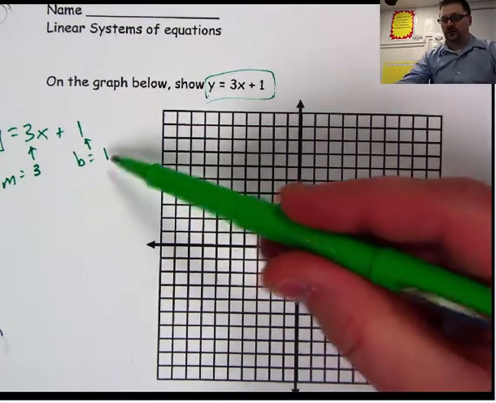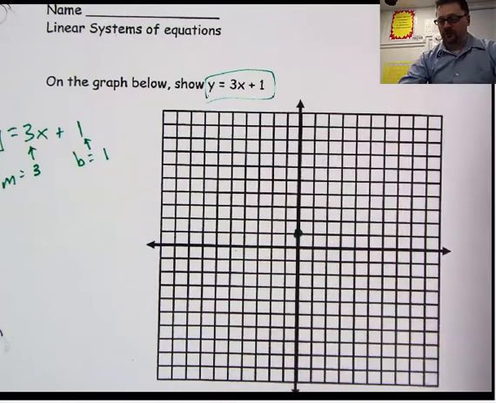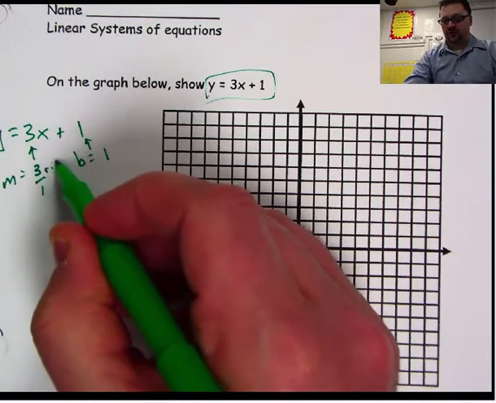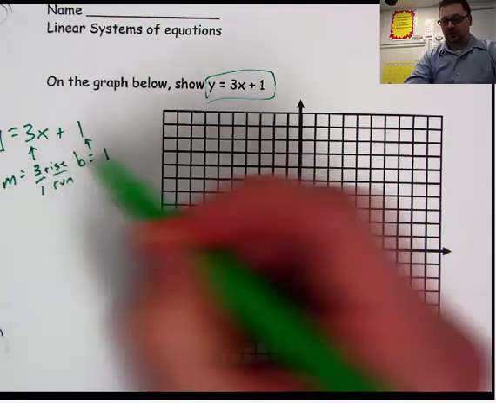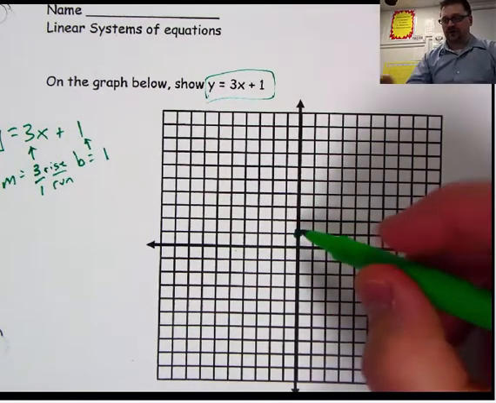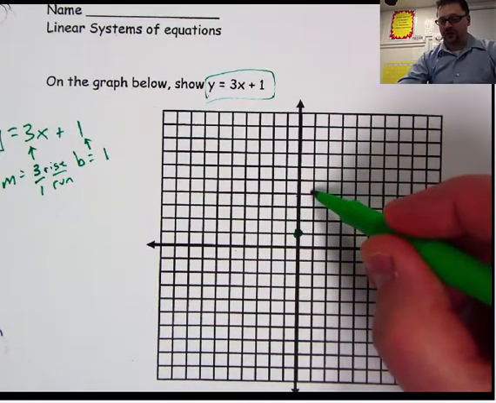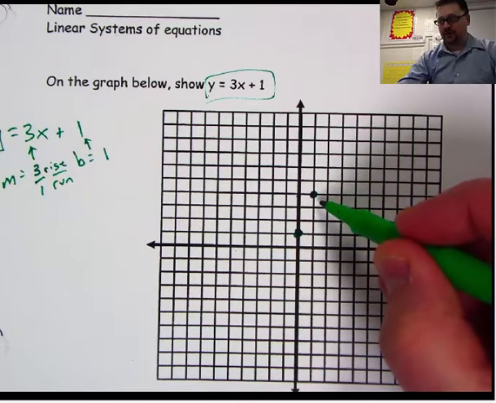So I'm going to plot my y-intercept at 1. I recall that a slope of 3, slope is really a fraction, so I'll make that 3 over 1, which is the rise over the run. So that tells me from the y-intercept, I'm going to rise 1, 2, 3, and run to the right 1. And there's my next point.